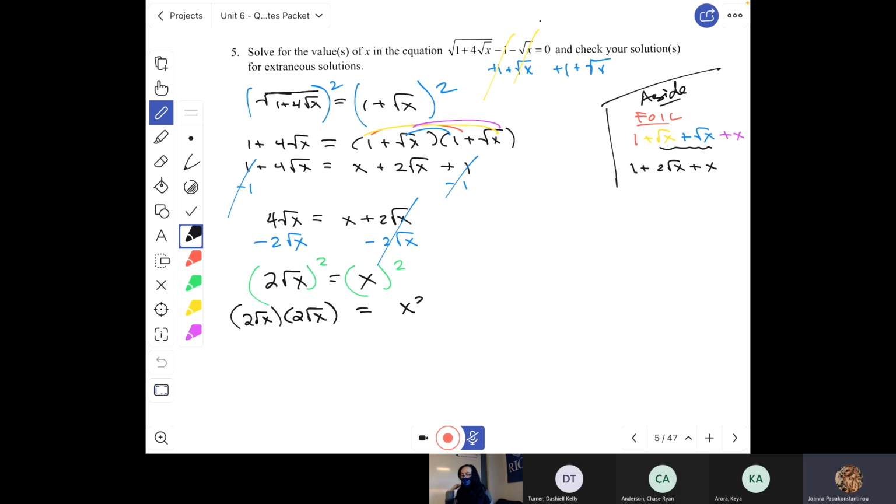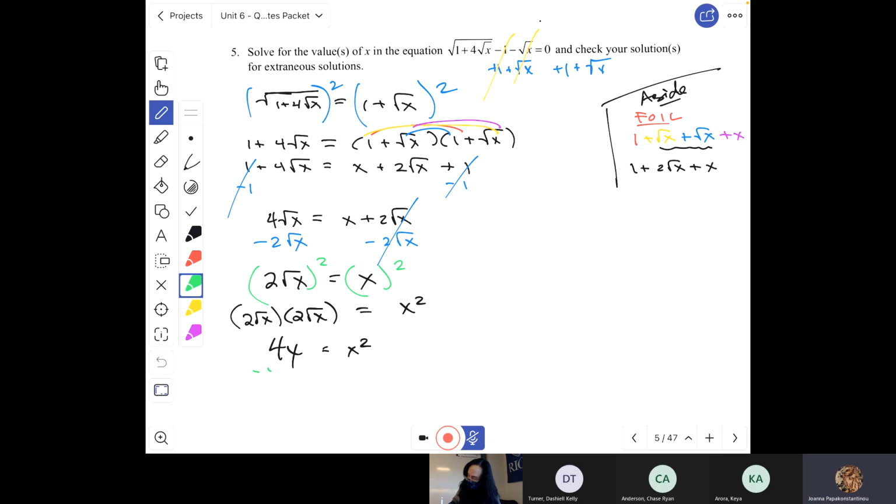So if I square that 2 times the square root of x, what am I going to get? 4x. Do you see that? 2 times 2 is 4. Square root of x times the square root of x is x. So 4x equals x squared. Now what?